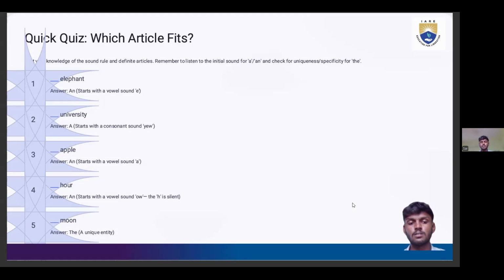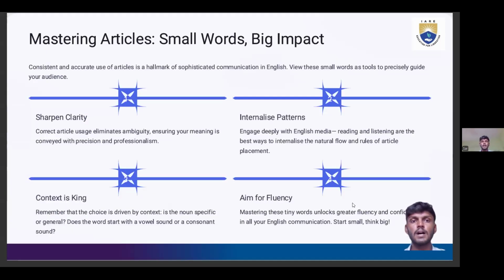Next one, mastering articles, small words, big impact. Consistent and accurate use of articles is a hallmark of sophisticated command of English. Sharpen clarity. Correct article usage eliminates ambiguity, ensuring your meaning is conveyed with precision and professionalism. Context is king. Remember that the choice is driven by context.